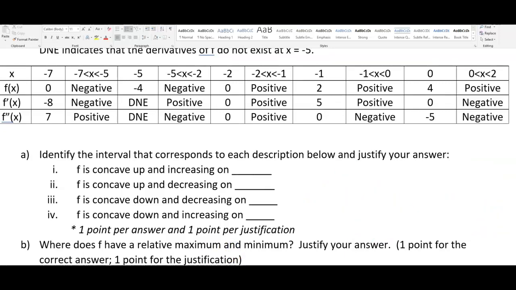This is a very important question, by the way, for the AP exam, and I'm going to make it important on your test as well. So make sure you guys know how to do this one. So let's take a look.